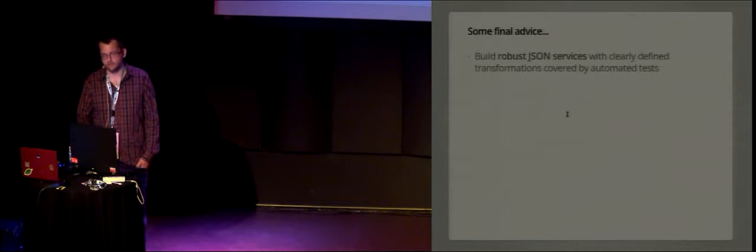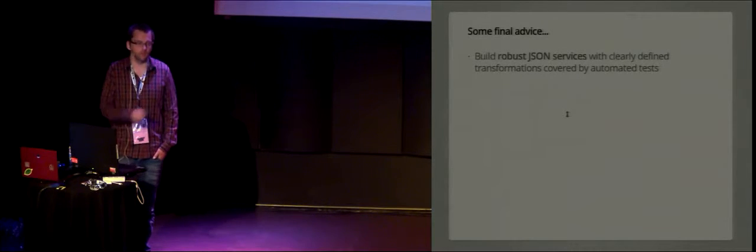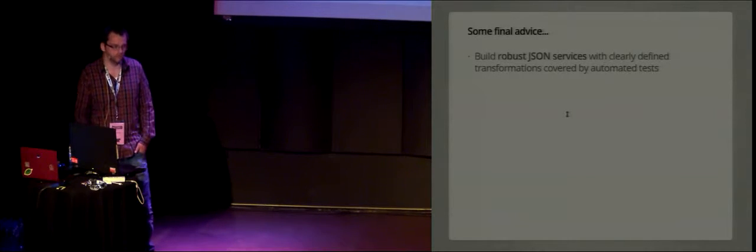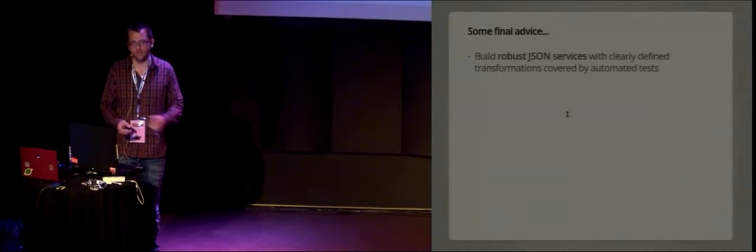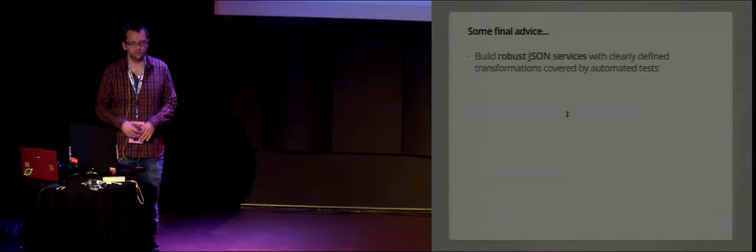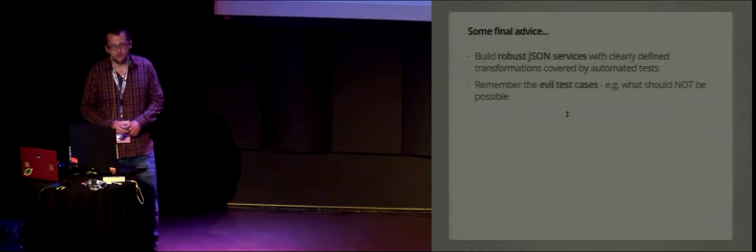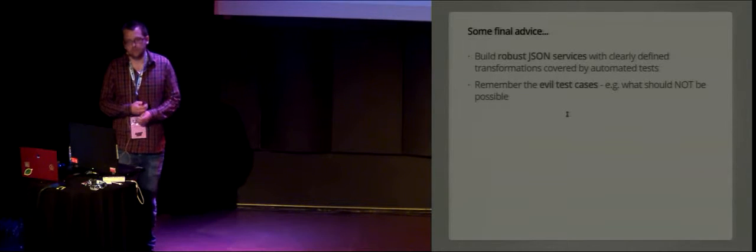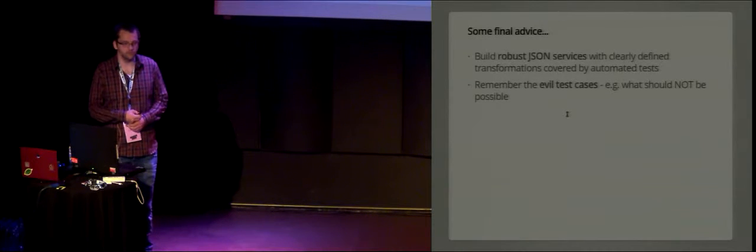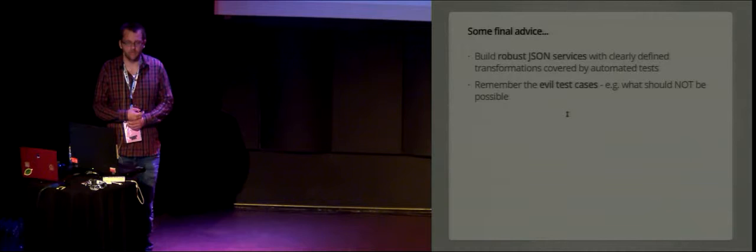And some final advice: build robust JSON services with clearly defined transformations. So my app clearly didn't have that. You could just send in anything and it didn't check it. So don't just pass a model back and forth and assume that no one cares about changing it. Someone will. Remember to test the evil test cases, what should not be possible. So do that in an automated way as well.